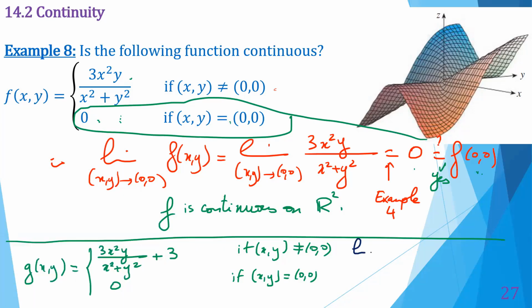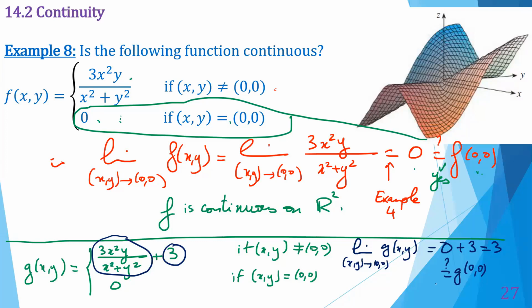ليش? What is the limit at (0,0) of g(x,y)? Here the limit of this part اللي حسبناها هي 0 plus the limit of this اللي هي 3. So the limit is 3, صح? Yes. Is it equal to g(0,0)? No. No, g(0,0) is 0 هنا. So here, no. g is not continuous.